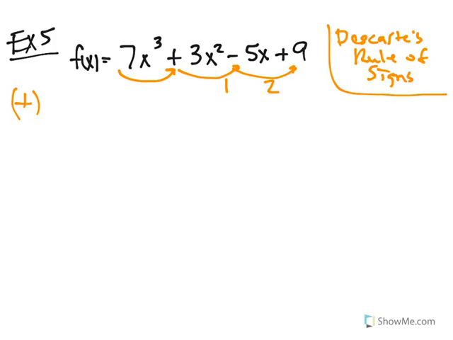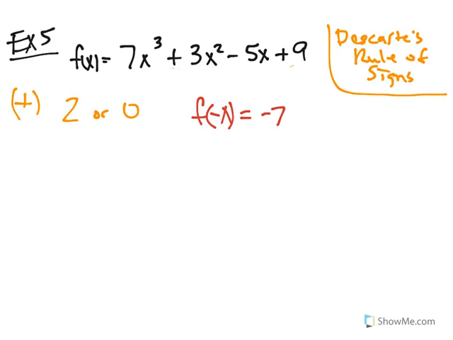So what this tells me is I have either two positive solutions or you decrease by an even number. So I can have 2 or 0 positive solutions. Now to check for negative solutions, what I'm going to do is plug in a negative x. When I do f of negative x, the only thing that's going to change signs are the odd exponents. So I get a negative 7x to the third plus 3x squared plus 5x plus 9.